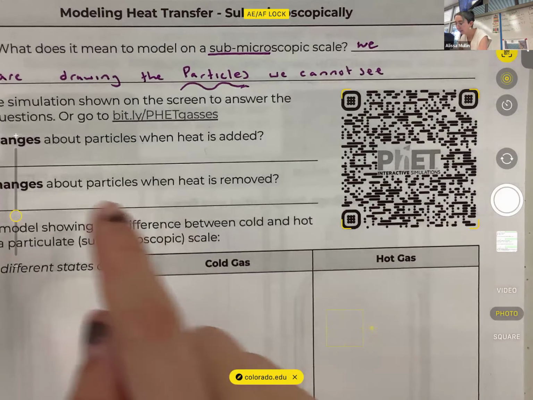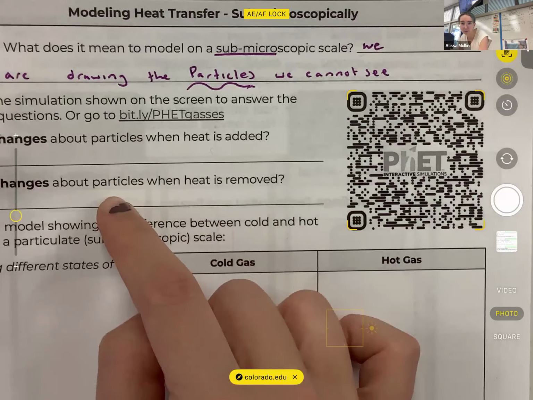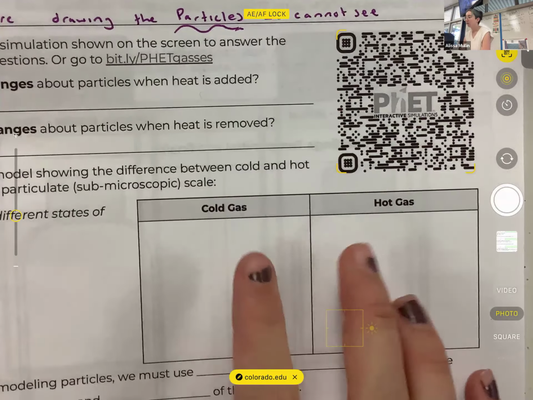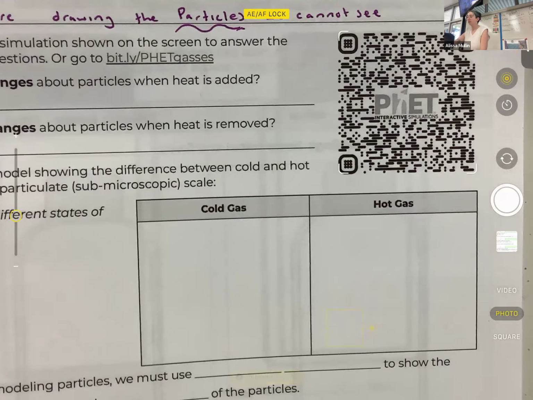So I am going to open this simulation, and as we look at this, I want you to fill in these questions. I'm going to heat it up. I'm going to cool it down. I want you to write down your observations on what happens to the particles. And then we'll work on making a model of that, okay? So let me open up the simulation.